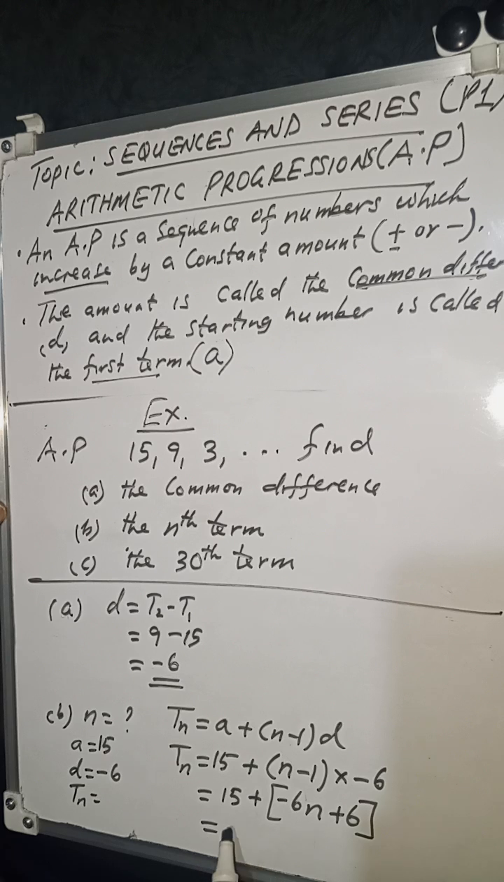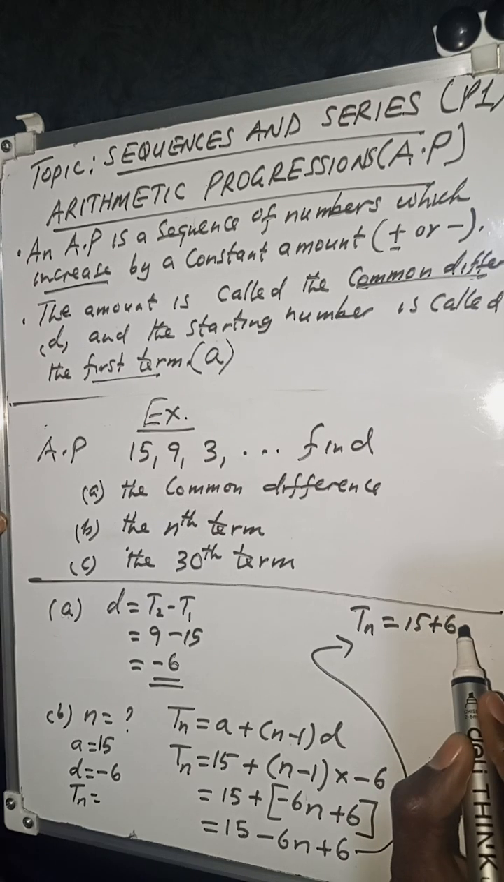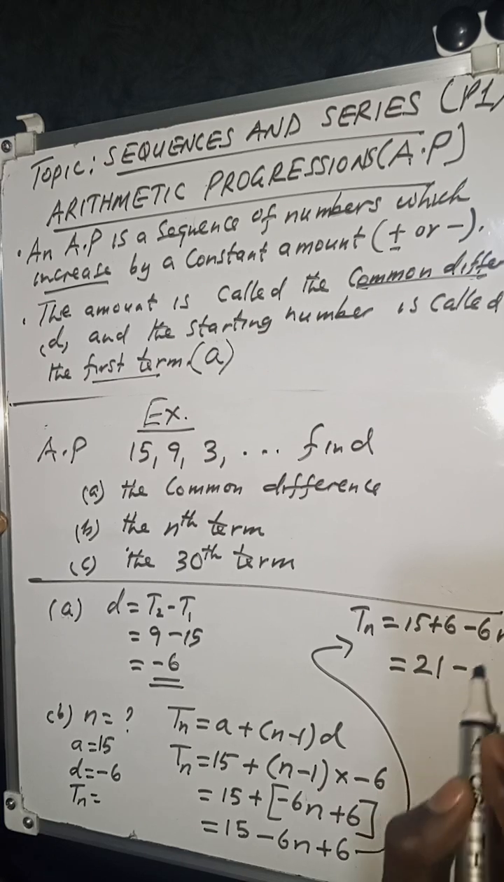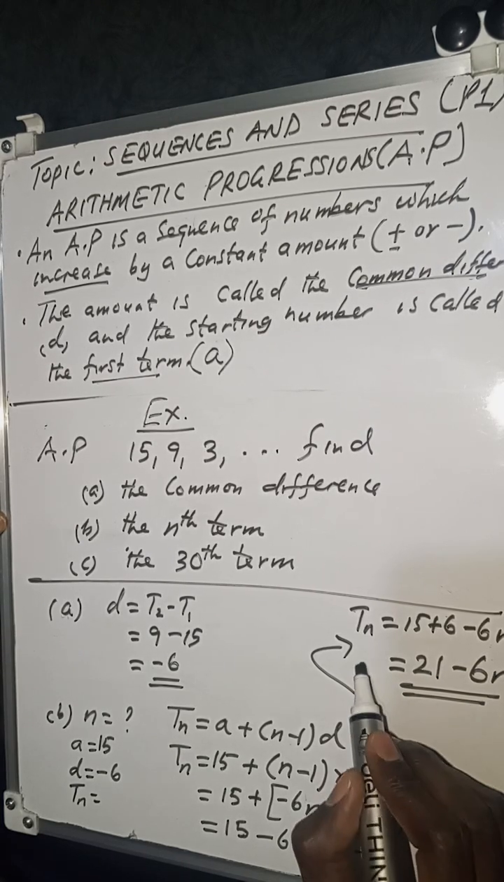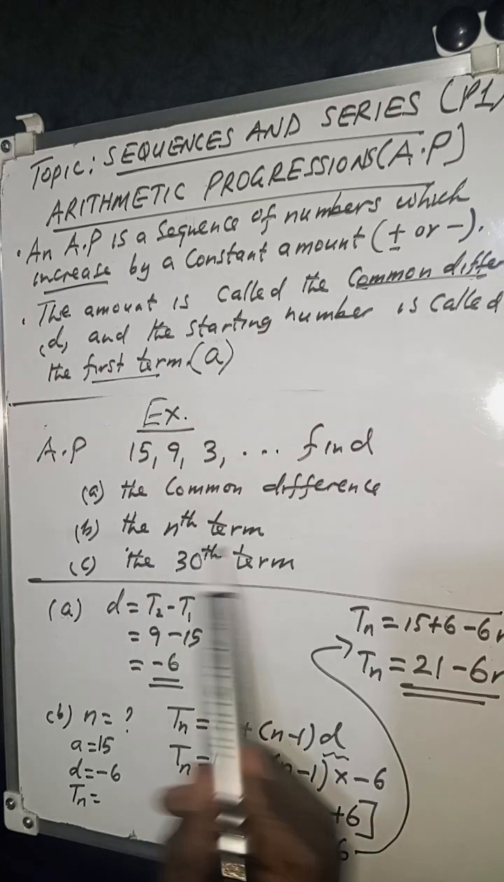So what do you need to do? Well, positive, when it multiplies, it will be just minus 6n. Positives times that will be a positive 6. Then we can simply arrange the like terms. So it is going to be 15 plus 6 minus 6n. 15 plus 6, that will give me 21 minus 6n. So that's the formula for the nth term. So you don't need to replace n. Leave the n, but replace the first term and replace the common difference if you want to find the nth term.